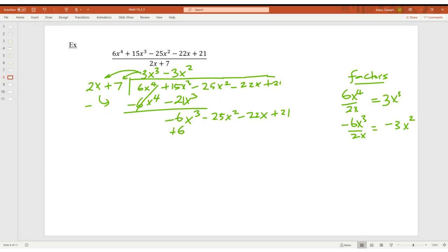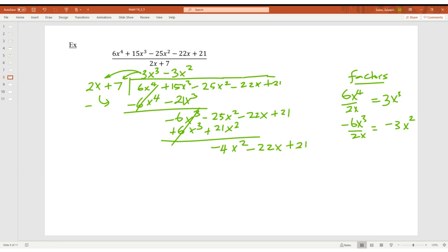x squared times x is x cubed. Negative 3 times 7 is negative 21, and we have x squared. And we switch the sign to plus. So both of them are negative and we switch them to plus. So don't forget to switch the sign, okay? So negative 6 plus 6, this will cancel out. Usually the first terms will be cancelled out, always actually. It has to be cancelled out. So negative 21 plus 20, negative 25 plus 21 is negative 4x squared minus 22x plus 21.